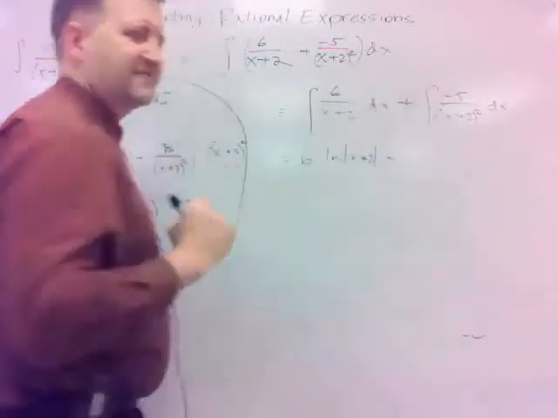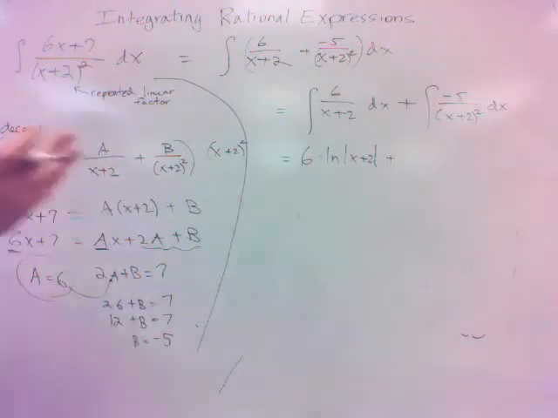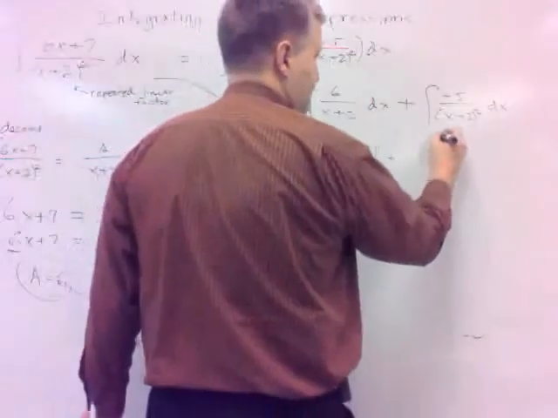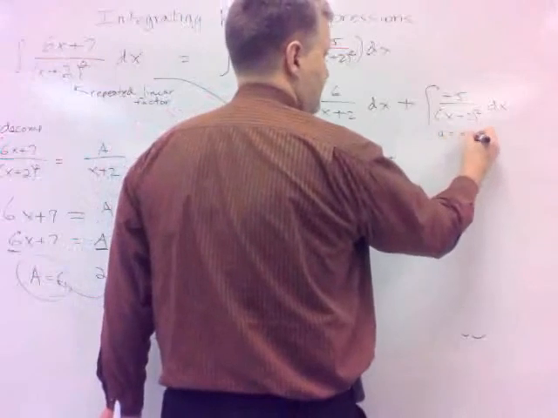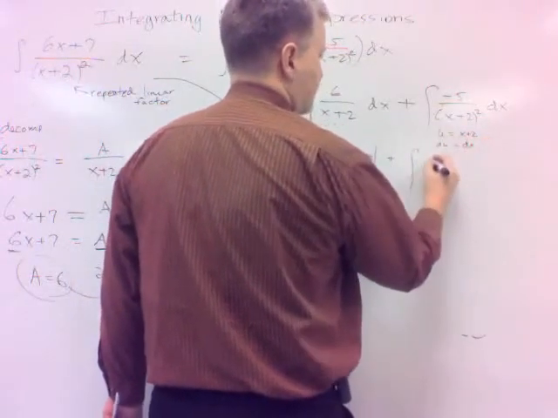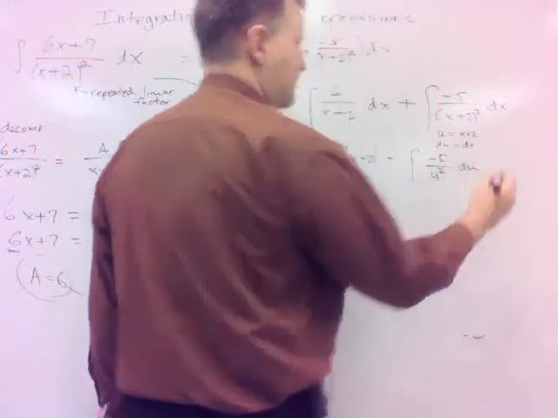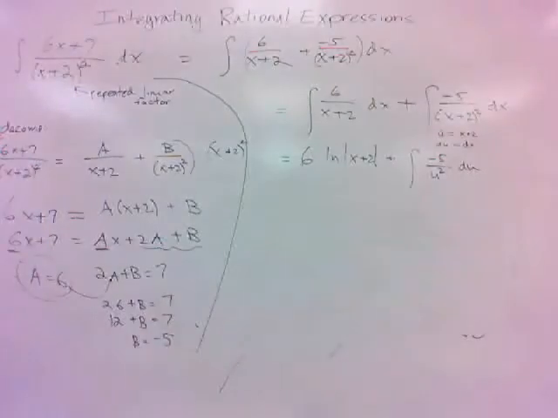Is that one a natural log? The second one? No. Second one's not a natural log. What do I do with it? Well, it's also just a nice little u substitution. Think about it. Just let u be the x plus 2, du equals dx then. And so with that substitution, I'll have just negative 5 over u squared du, which is just power rule, isn't it? It's power rule.